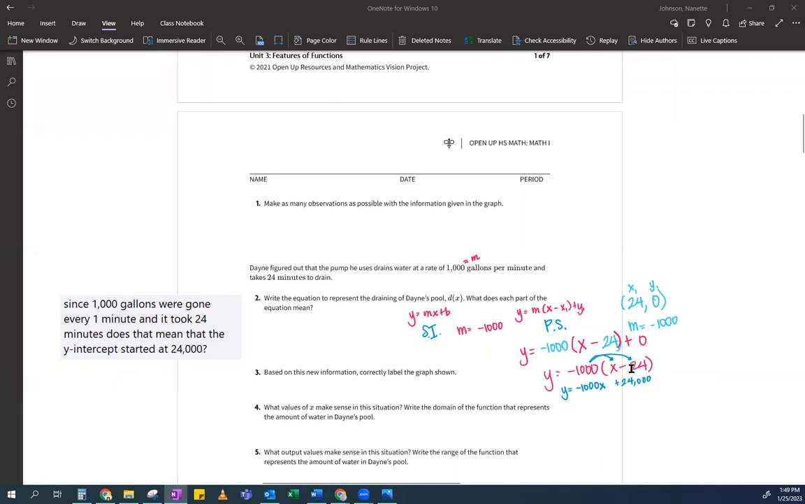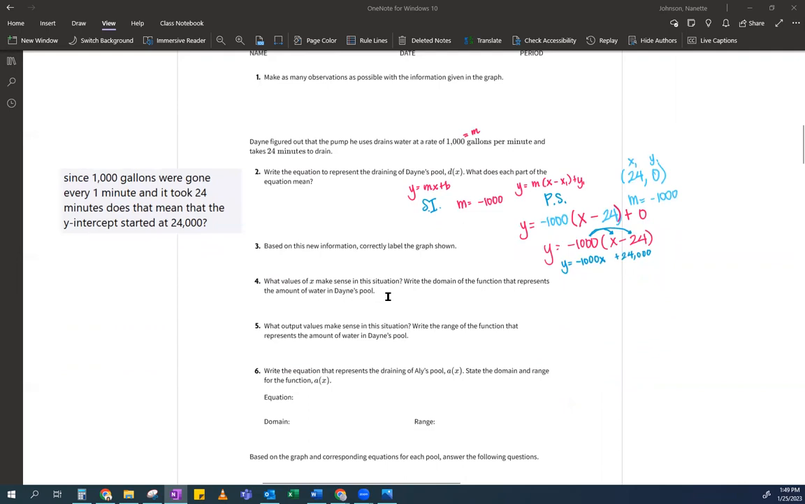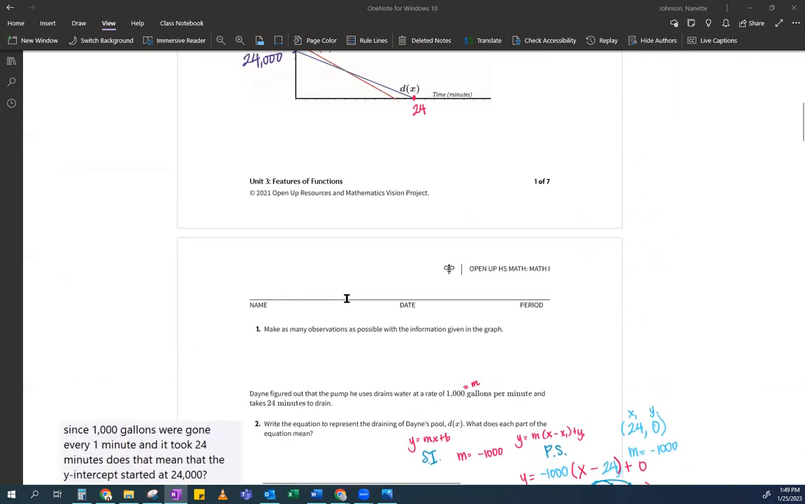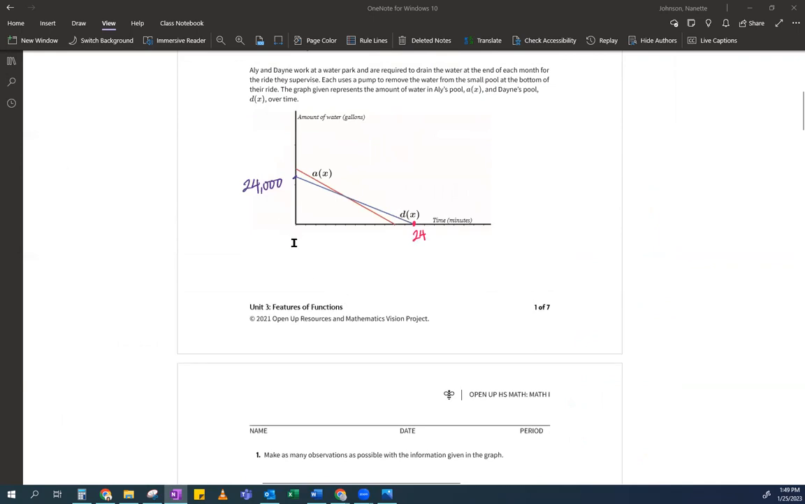Okay, so it says, based on this information, correctly label the graph, we did. What values of X make sense in this situation? Write the domain of the function that represents the amount of water in Dane's pool. Domain. Give me domain here, people. Yes, there are plenty of features, right? There's a max, there's a min, there's a lot of things.